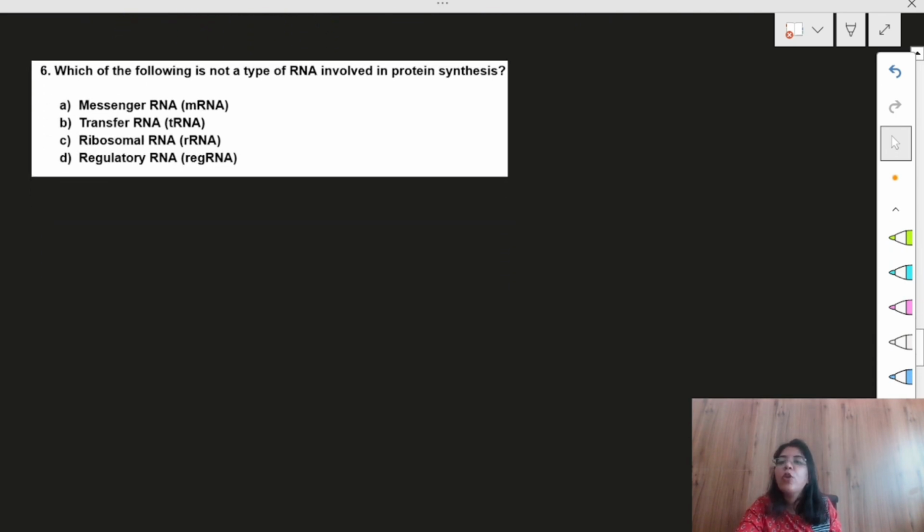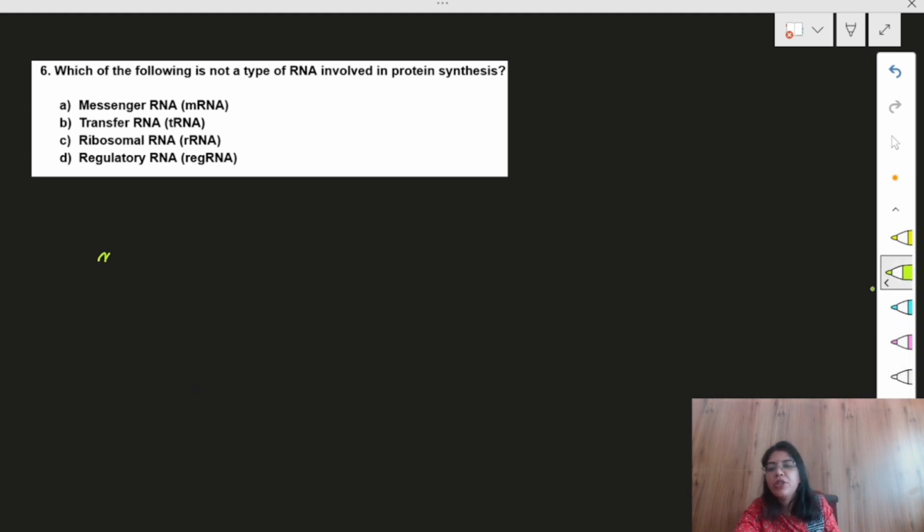Which of the following is not a type of RNA involved in protein synthesis? Good question, right? Check the options: messenger RNA, transfer RNA, ribosomal RNA, and regulatory RNA. Now, have you learned anything like regulatory RNA till now? No. There are certain regulatory RNAs, but they are not in our syllabus. So simply, you can eliminate this option.